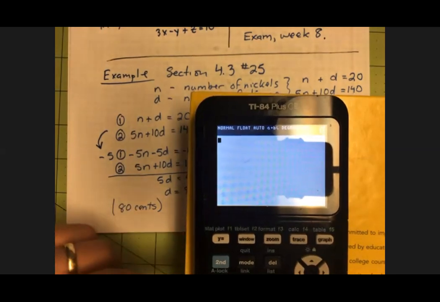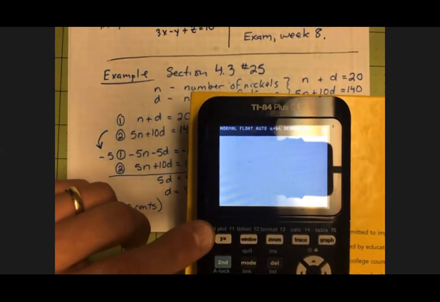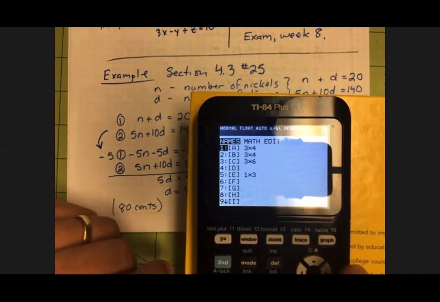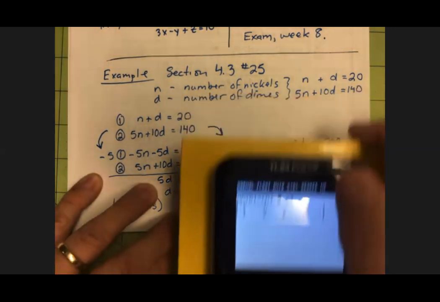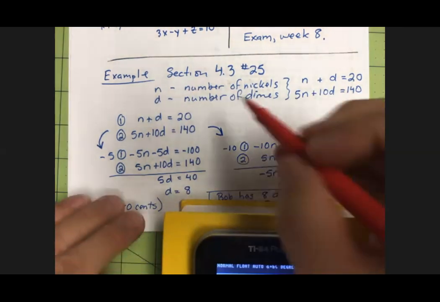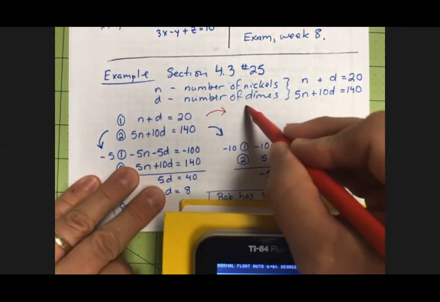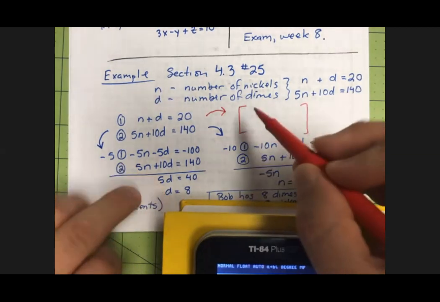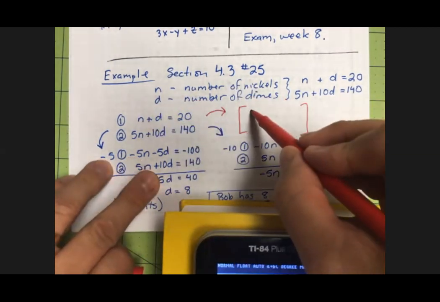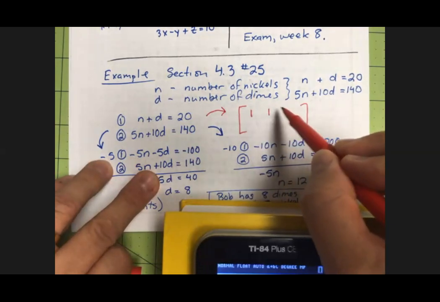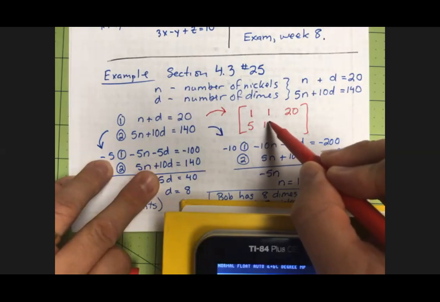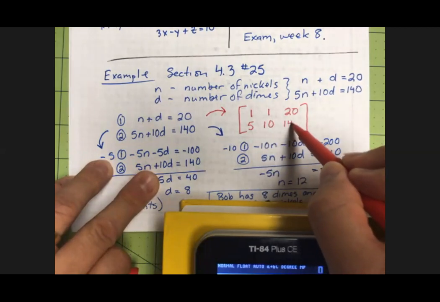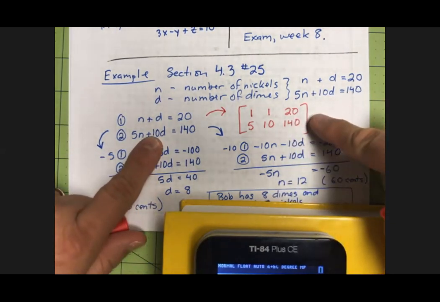So anyway, where is the matrix key? Fifth row, first button, second function matrix. Edit the matrix. And what matrix do I want to create? I guess I should say that before I type it in, right? I want to think of this system as six numbers: one nickel, one dime, sorry, 1N, 1D, 20 coins, 5Ns, 10D, 140 cents.